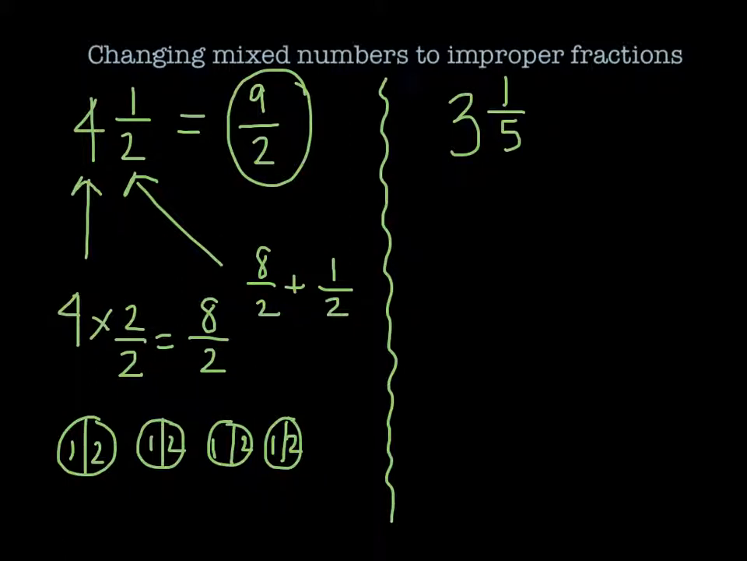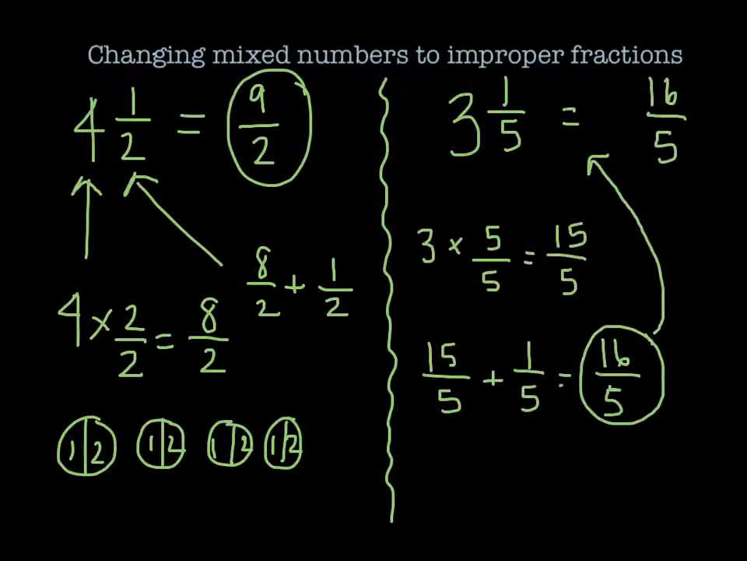So what I want you to do is go ahead and pause the video here and see if you can work out the answer for 3 1/5. Take a look at your work and compare it to my work. We know that each whole is going to be 5/5. When we have 3 of those put together, we end up with 15/5. Then we have 1 more fifth from our fractional part up above, and we end up with 16/5.